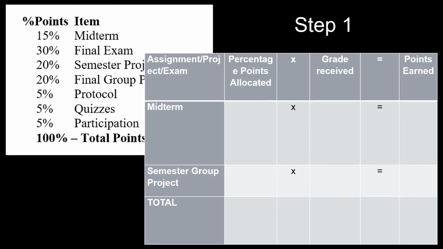So first of all, you would need to list your assignments in the left-hand column. And then you need to give yourself a column for the percentage points allocated to those assignments. And then obviously you need to have the grade that you are receiving for them, and then you can calculate the points that you earned. So let's do that with this example.